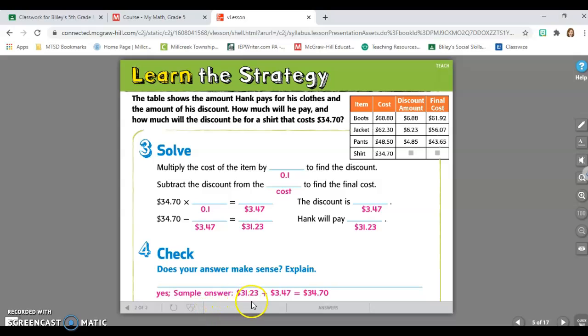Yes, this does make sense, because when we add our discounted price, or how much he will be paying, with our discount, it gives us the total cost of the shirt.